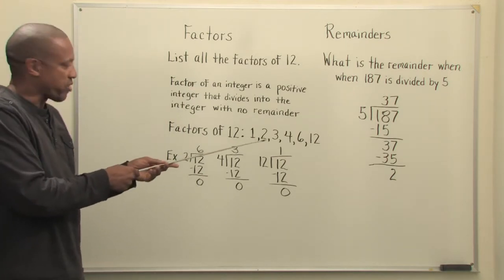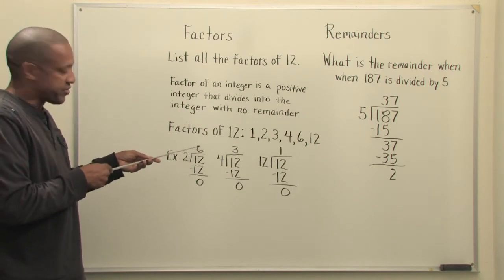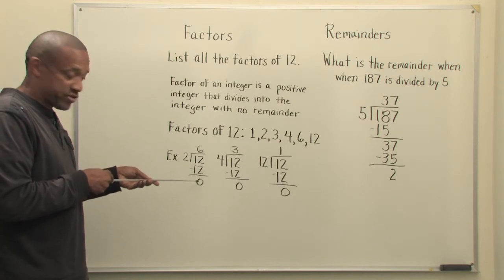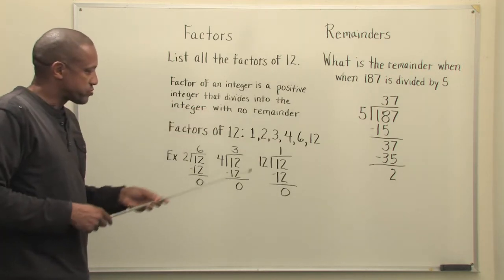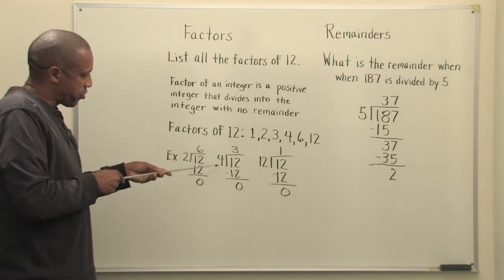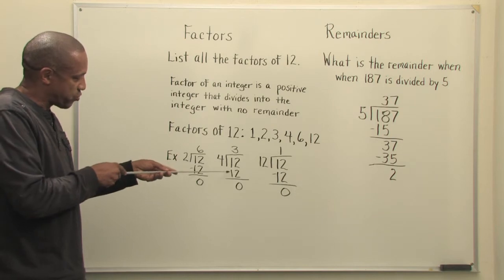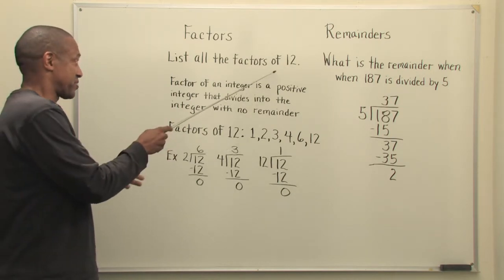Let's just randomly choose 2 for now. 2 will go into 12 6 times. 6 times 2 is 12, and subtract that, you get 0. So 6 is a factor of 12. Let's try 4. 4 will go into 12 3 times. 3 times 4 is 12. Subtract that, remainder 0. That means 3 is a factor of 12.